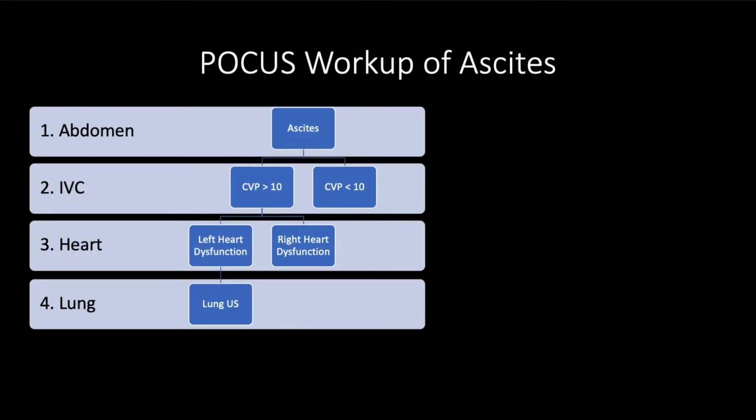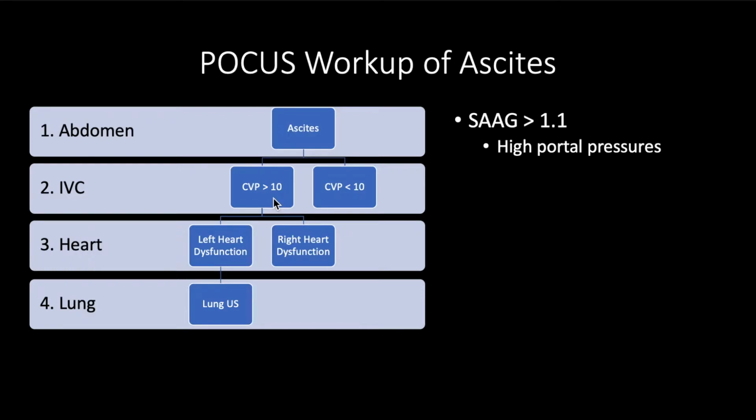So what I recommend, anyone that has ascites, it's good to look at their ascites with ultrasound, but go check out their inferior vena cava. Most patients will have a CVP that's not overloaded, but if you see a CVP over 10 millimeters of mercury, you have to start thinking about cardiac ascites.